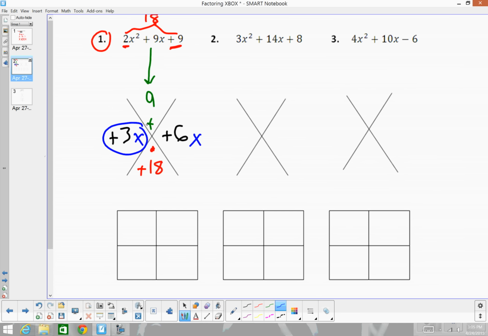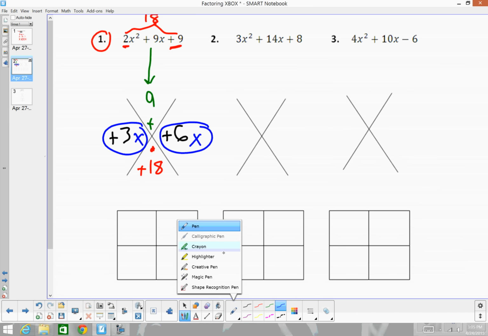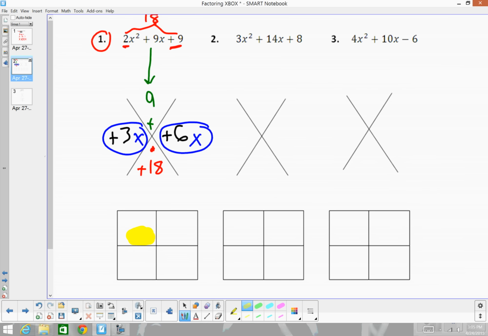So now these two terms are very important. I'm going to separate my box. Let me get a highlighter here. Good. Okay, so what's going to go in that first box right there? Remember the first term in the first box. So that first term is 2x squared. Awesome. Good. So now let me do the last term in the last box, right there.